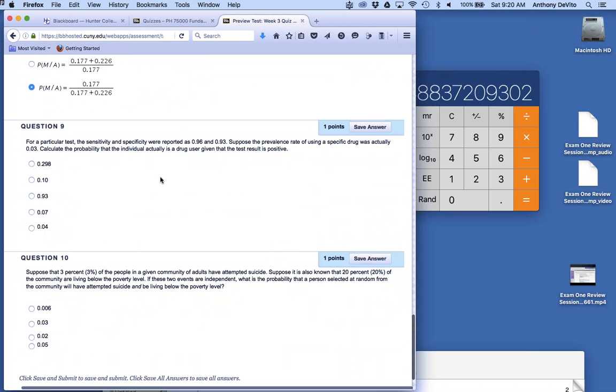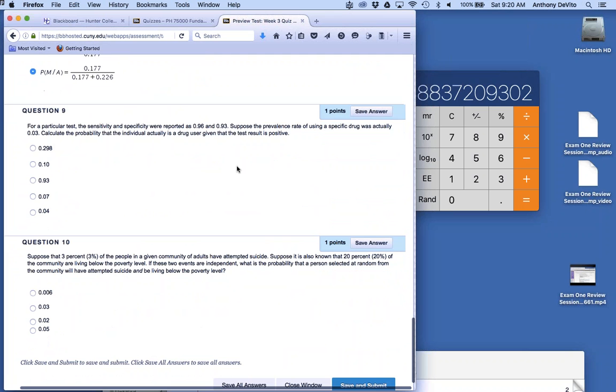For a particular test, the sensitivity and specificity reported were 0.96 and 0.93. Suppose that the prevalence rate of using a specific drug was actually 0.03. Calculate the probability that the individual is actually a drug user, given that the drug test is positive.